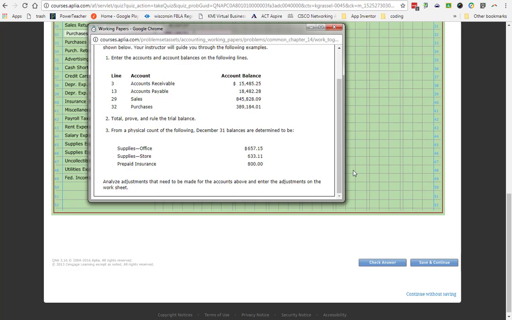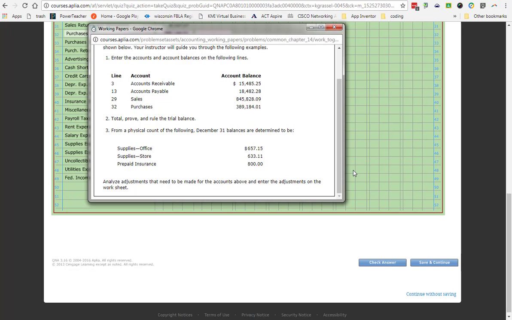So anytime I buy my supplies, my account supplies gets debited, and it gets bigger and bigger and bigger throughout the year. Would you agree? At the end of my fiscal year, I need to know what I have left over. And they just tell me right here that supplies office is $657.15. So at the end of every fiscal period, I have to go through and do my inventory and then adjust my supplies based on what I physically have left over.